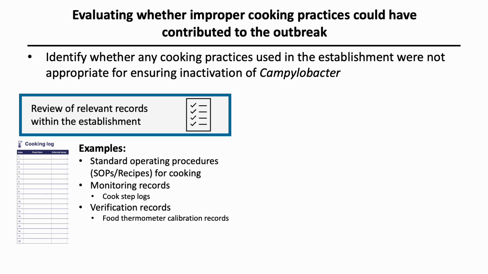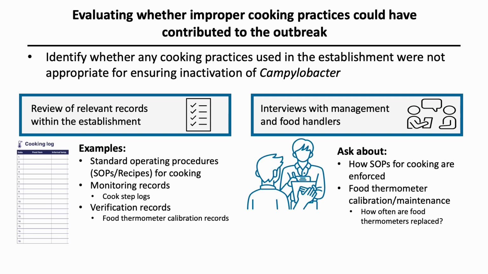In addition, investigators can also review other documents that are relevant. For example, logs that show how often thermometers used to monitor the cook step are calibrated, and what calibration records say about the accuracy of the thermometer. To supplement this review of records, investigators should also conduct interviews with both management and food handlers at the establishment and ask questions about 1. How SOPs for cook steps are enforced, 2. Any potential inconsistencies in SOPs and monitoring or verification records, as well as other questions about 3. Food thermometer calibration and maintenance. Whenever possible, investigators should observe or ask food handlers to demonstrate the cooking procedures.